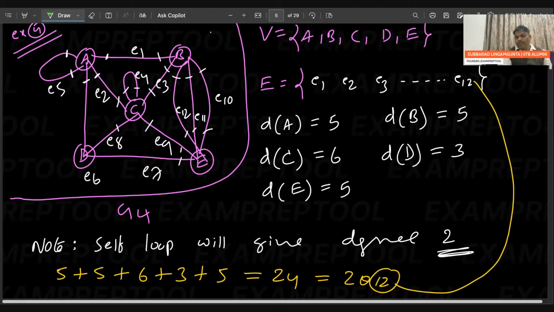So, degree of every vertex. Remember everyone, a self loop will add degree by 2. Let me write: a self loop will count degree as 2.